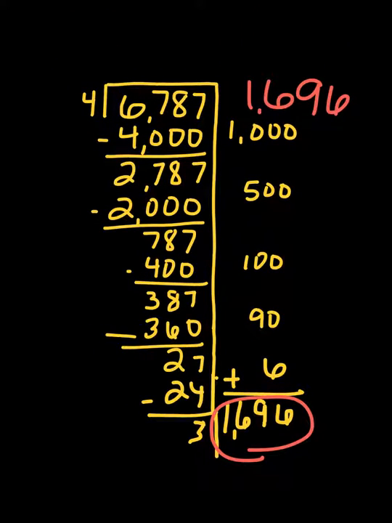Really, let's make all this a little smaller for us. What we want to do is line up our quotient at the top here. So my thousands is in my thousands place, my hundreds is in my hundreds place, and so on. Okay?